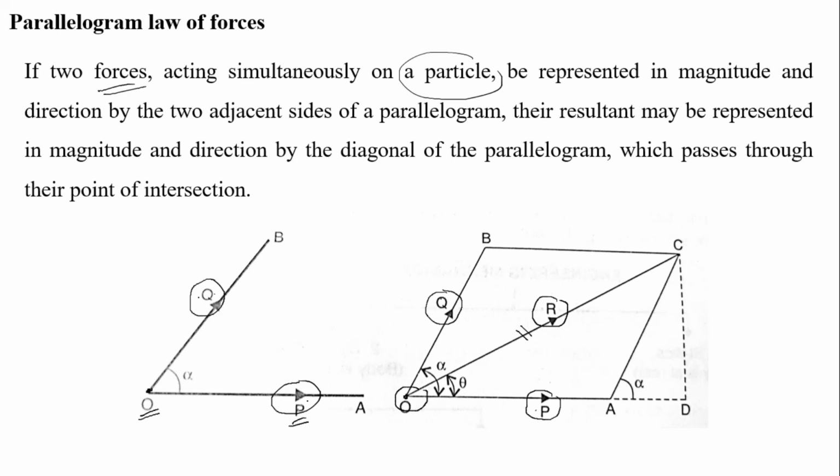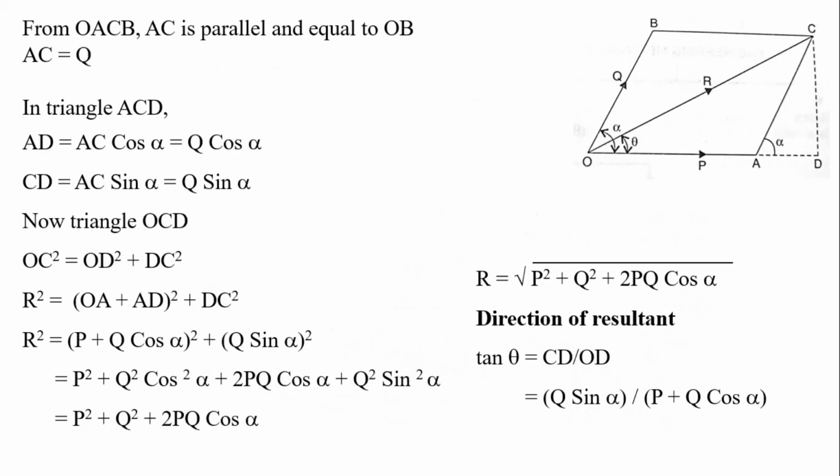And the angle between these two forces is called alpha, right? The angle between the primary force and the resultant is called theta, right? The angle between P and Q, the primary force and secondary force, is called alpha, and the angle between the primary force and the resultant is called theta, right? And this is the formula which we want.